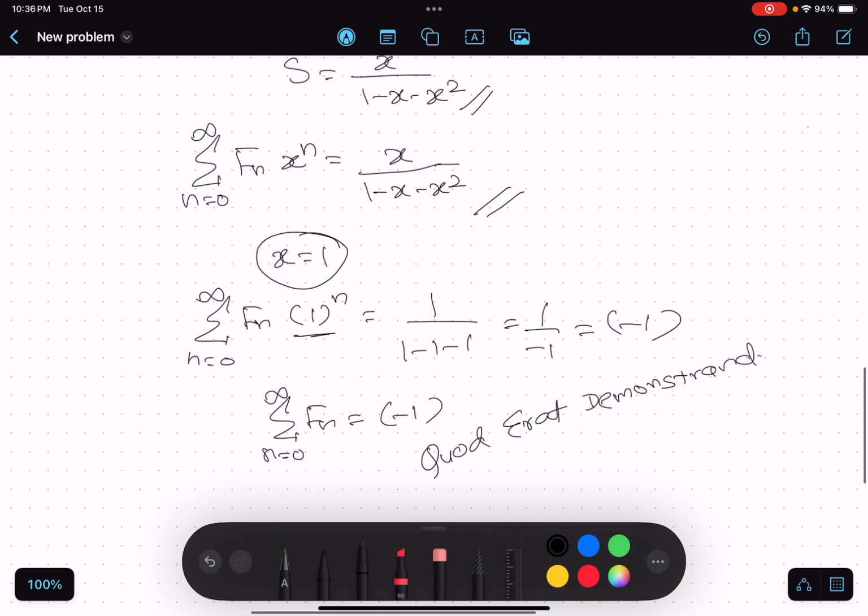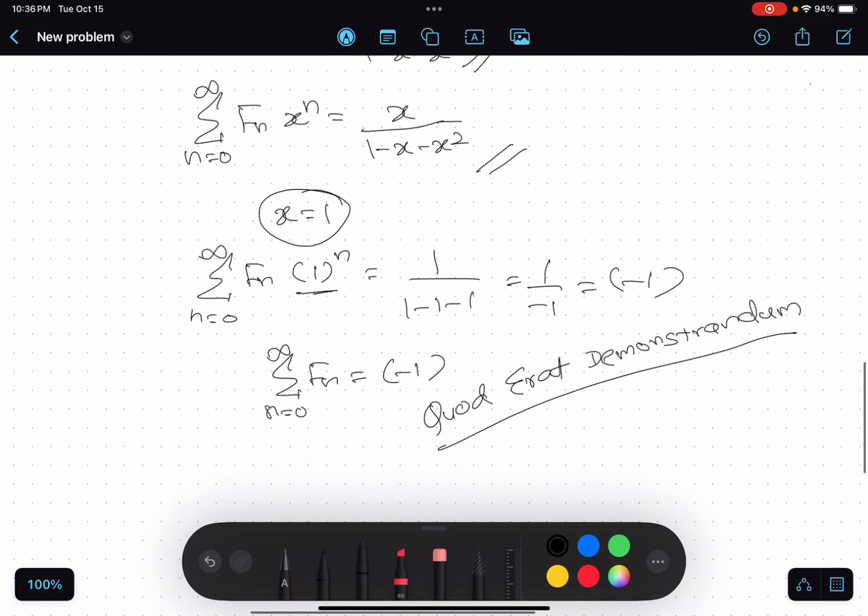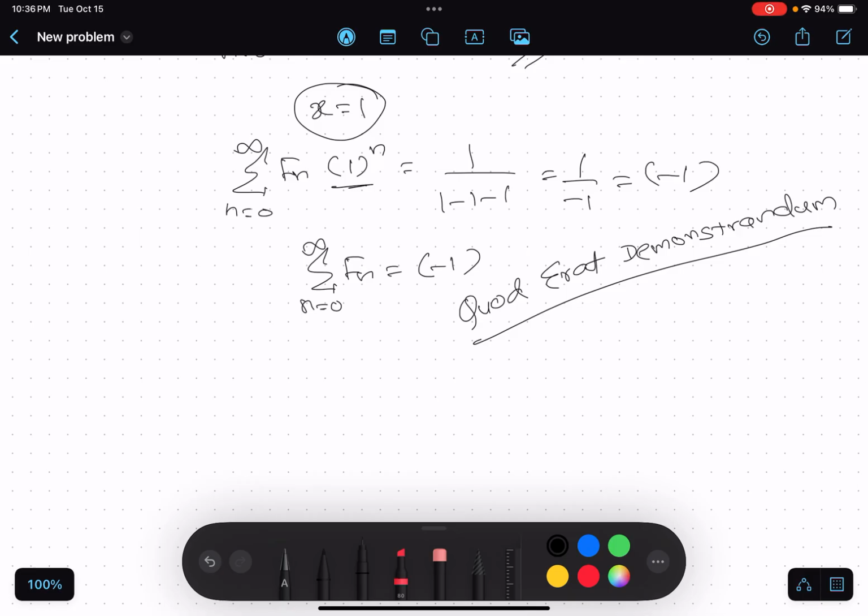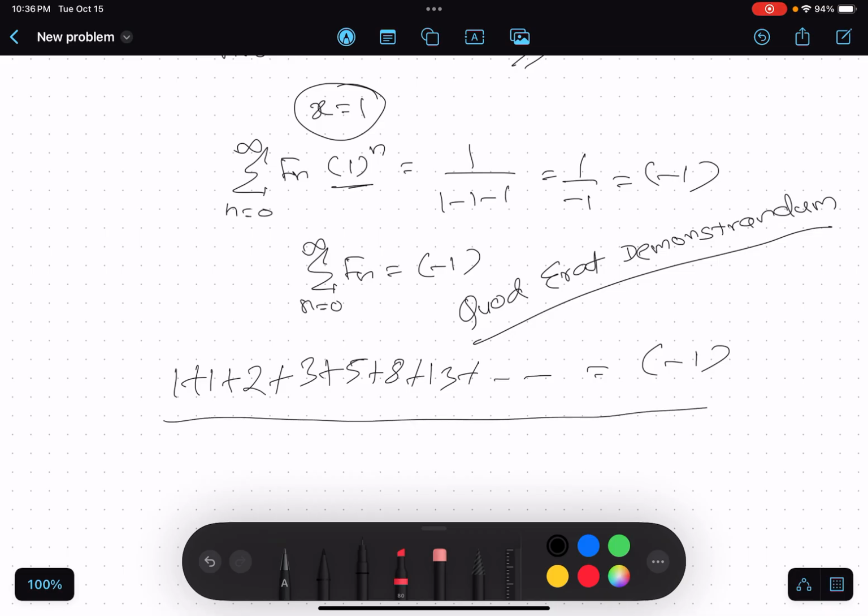But wait, is that even possible? Can the sum of positive numbers ever be a negative number? I don't know. There might be ways, mathematicians might make sense of this in some ways. Maybe there are, but naturally, that should not happen, right? So, if there's a wrong conclusion, we should have done something wrong, right? We should have made some errors.